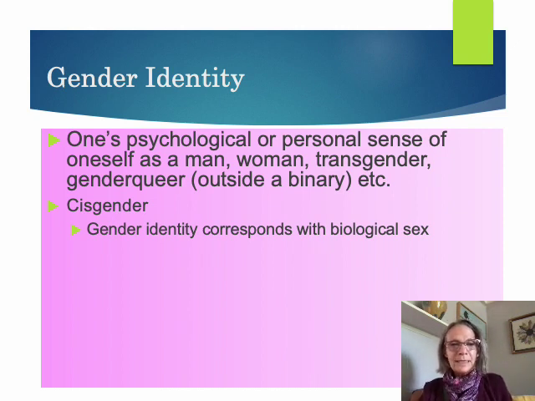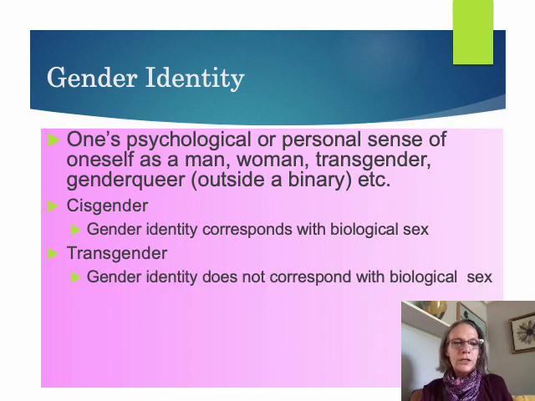Okay, that's cisgender. Transgender is where the gender identity does not correspond with one's biological sex. And so trans means up, away from, apart from. When you think about a transatlantic flight, you are flying from one area over the Atlantic Ocean to another area. The things are separated. And so trans is about being apart from each other.